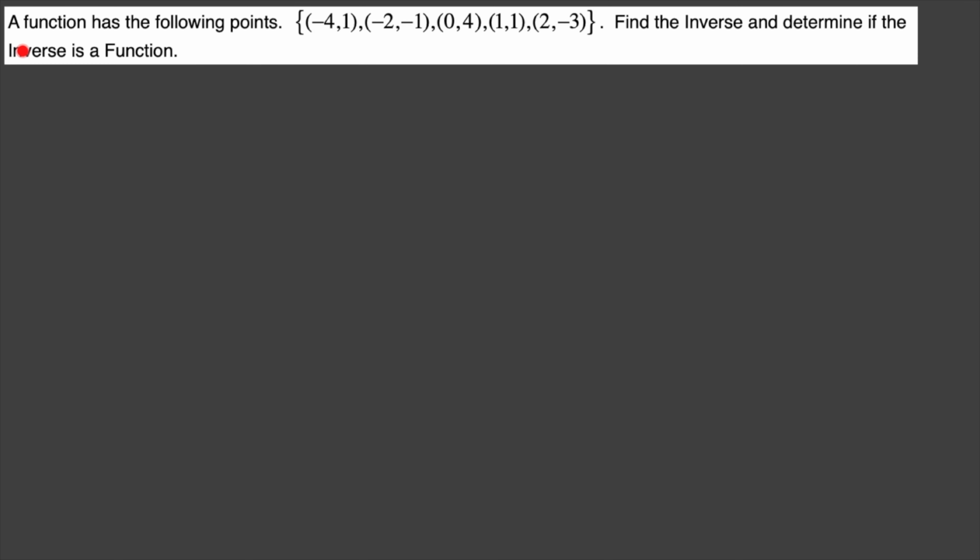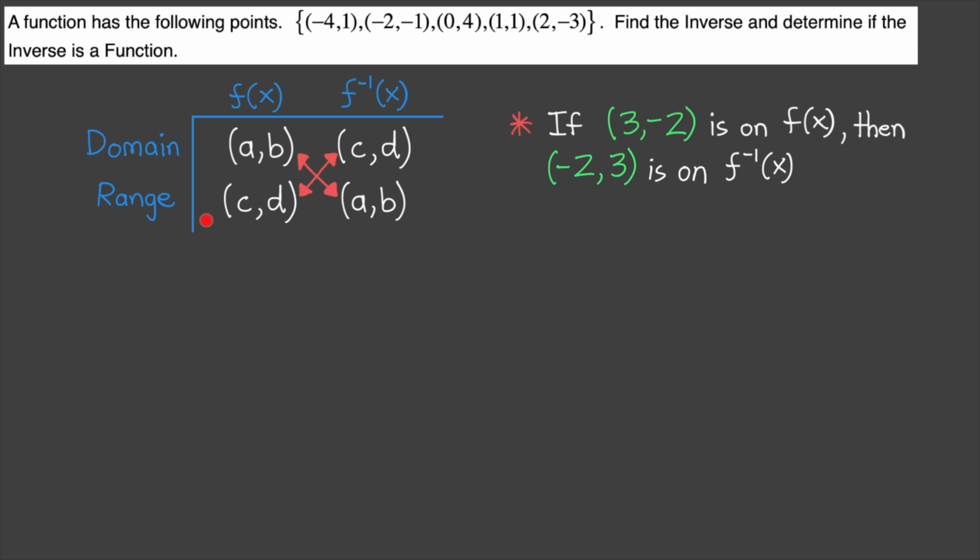This question says, a function has the following points. So here's a set of 5 points. Find the inverse and determine if the inverse is a function. So let's start by finding the inverse. If we're given a set of points here, how do we find the inverse? Well, let's look at some background information.